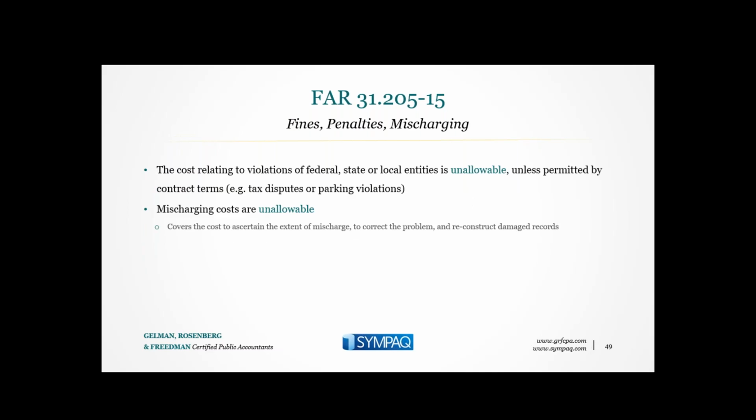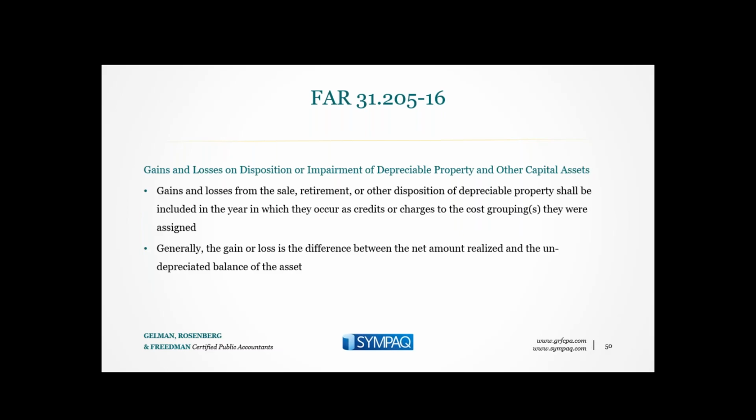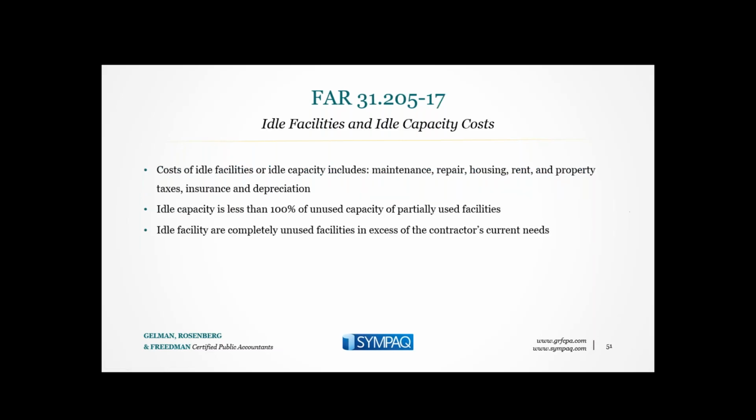Fines, penalties, and mischarging are unallowable. That's the way it is. Gains and loss on depreciable assets. Basically, the gain or loss is the difference between the net amount realized and the undepreciated balance of the asset. The credits are going to go back to the cost groupings as well as the debits. If it's an increase either way, plus or minus, it goes to those cost groupings, or what we say, cost centers.